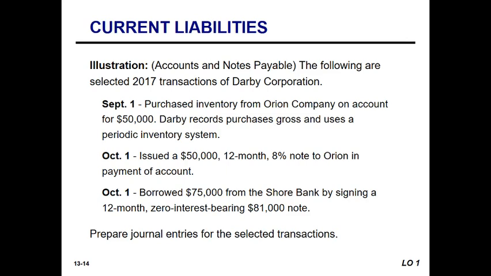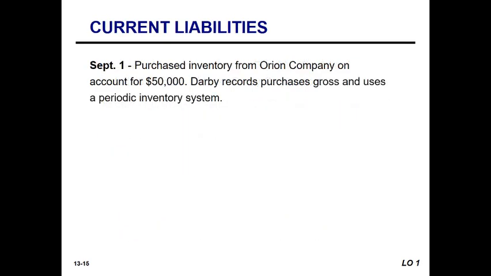So our transactions here are a variety of them. First, we have the purchase of inventory from Orion Company. With that, we received $50,000 worth of inventory, so purchases went up by $50,000. We used the purchases account because we are using the periodic inventory system. And then we have accounts payable of $50,000. We're recognizing it at $50,000 because there are no terms, and this is recognized on gross and not net.